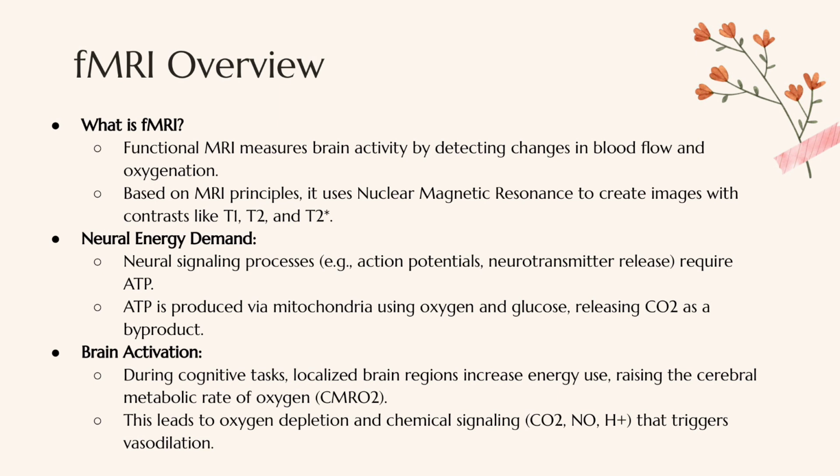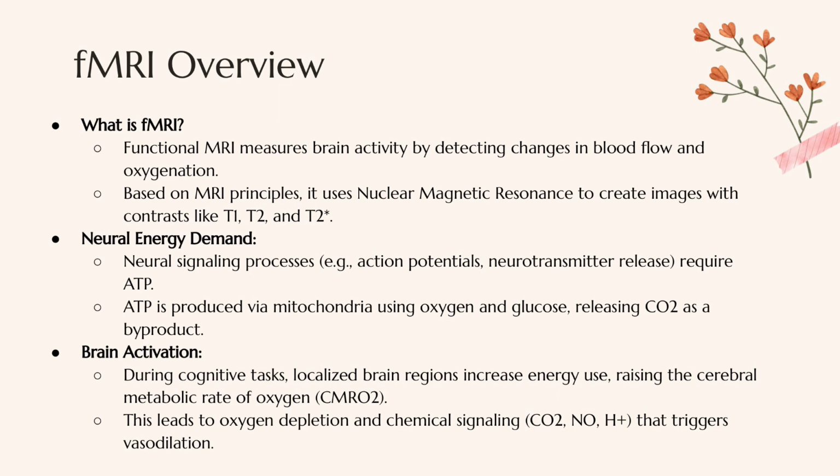Now let's talk about the energy demands of the brain. Neural signaling, like sending action potentials, releasing neurotransmitters, and recovering from these activities, requires lots of energy in the form of ATP. ATP is primarily produced by mitochondria, which use oxygen and glucose in the process, and a byproduct of this energy production is carbon dioxide.